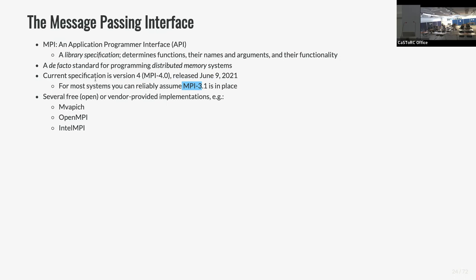So MPI is a library specification, which means that it's a document, right? It's a document that says these are the functions that MPI should implement, and then there are several implementations, like OpenMPI, for example, is one implementation. So this is the actual code that implements the library, or MVAPICH, and there are some vendor-specific ones like Intel MPI.